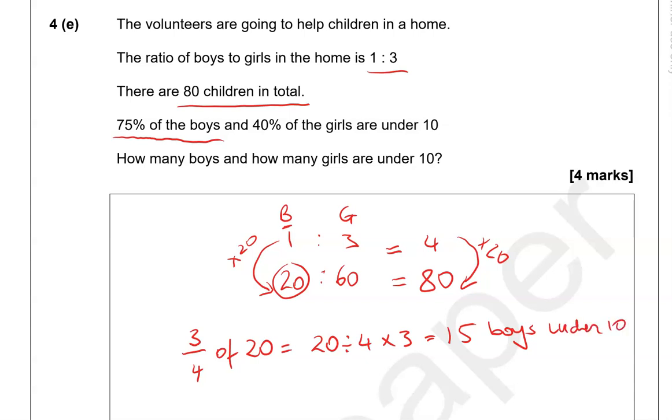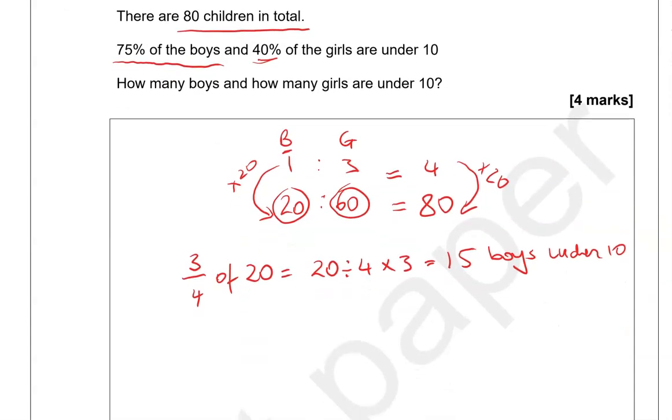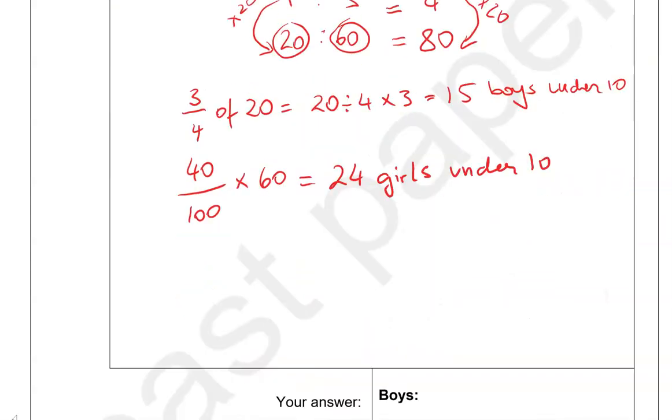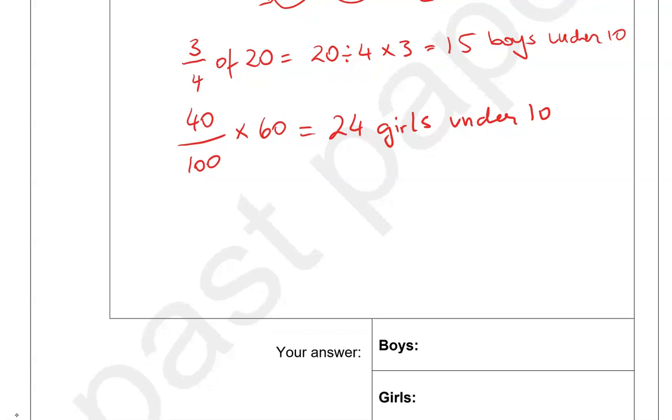Now looking at the girls, we've got 60 girls, so 40% of the girls are under 10. 40%, that is 40 out of 100, because that's what percent means, of the number 60. So we can do this using a calculator, and that is 24 girls under 10. The question is, how many boys and how many girls are under 10? So we can say boys 15, girls 24.